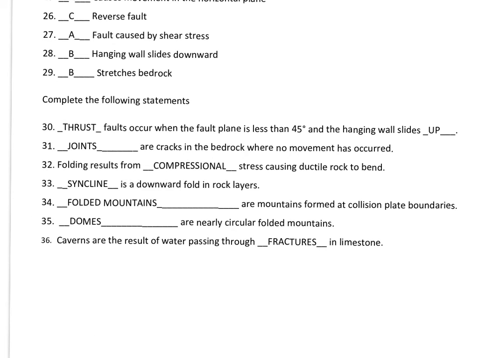A few little points to finish up with. Thrust faults occur when the fault plane is less than 45 degrees and the hanging wall slides up in relation to the footwall, of course. Joints are cracks in bedrock where no movement has occurred. Faulting results from compressional stress causing ductile rocks to bend. Remember that faulting is a type of ductile or plastic deformation.